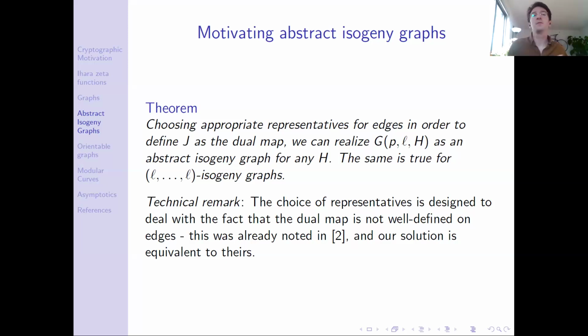So the point of this theorem is just to say that our combinatorial structure here of an abstract isogeny graph does capture the cases that we're interested in. So that's good, right? And that means that maybe we can study expansion properties, and in particular these zeta functions of graphs with level structure, all in one go by studying what happens for these abstract combinatorial objects.